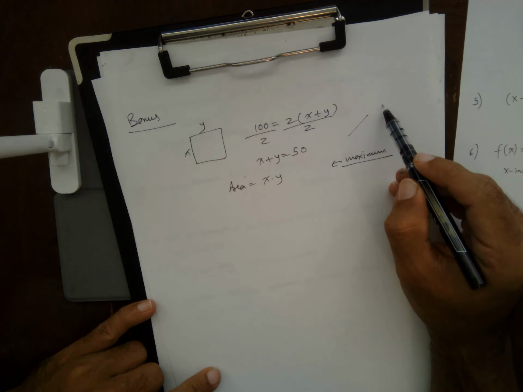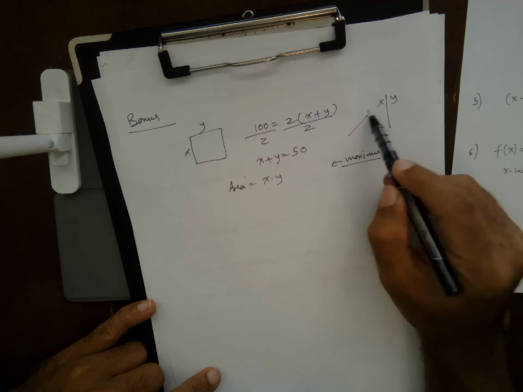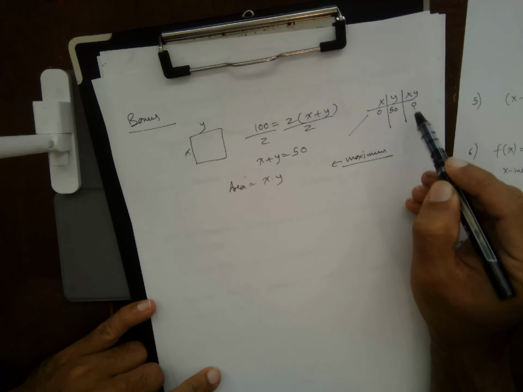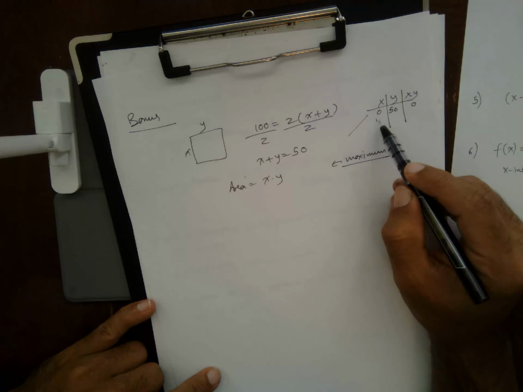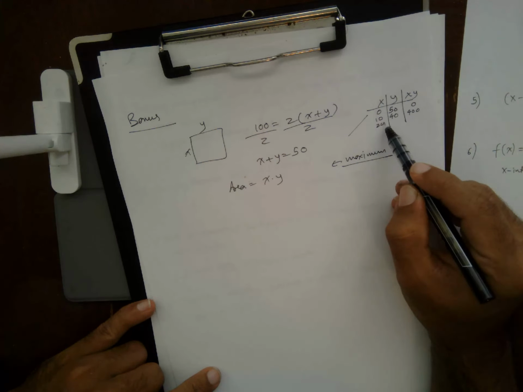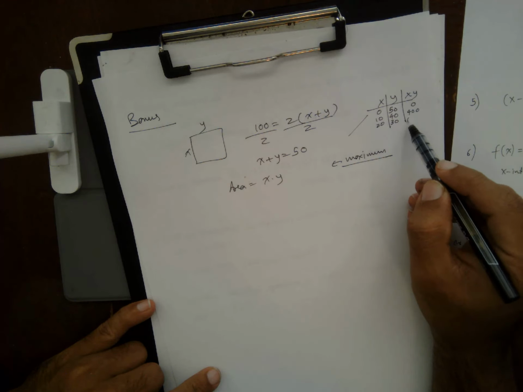Let's look at some values. If x is 0 and y is 50, then the product is 0. That's no good for us. If x is 10, y is 40, the product is 400. If x is 20, y is 30, the product is 600.